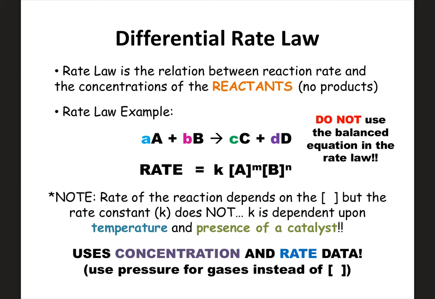This rate law will use concentration and rate data. And very important here, if you're doing this for gases, we can use pressure instead of concentration. So don't be afraid if you see a gas problem and you see pressure instead of concentration. You just literally plug in the pressure for the concentration instead. All right, so it's very important to understand that this rate constant depends on temperature and the presence of a catalyst.